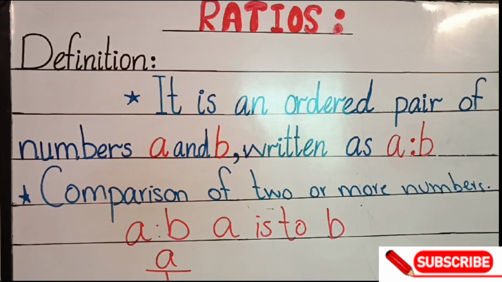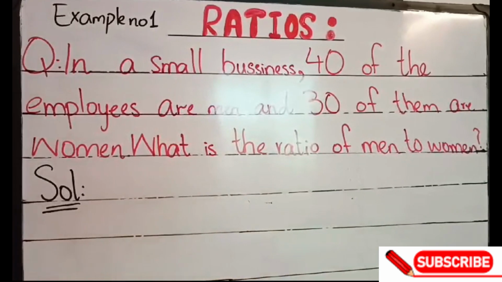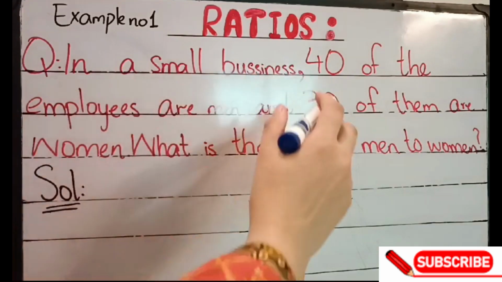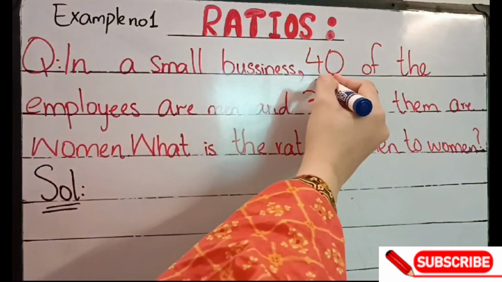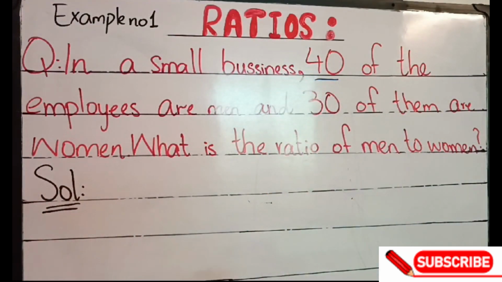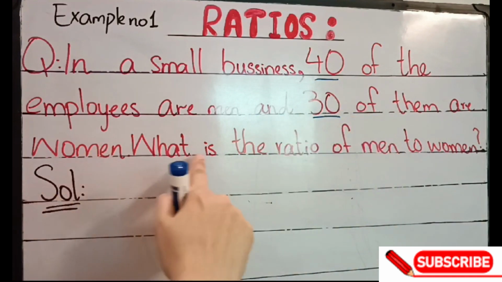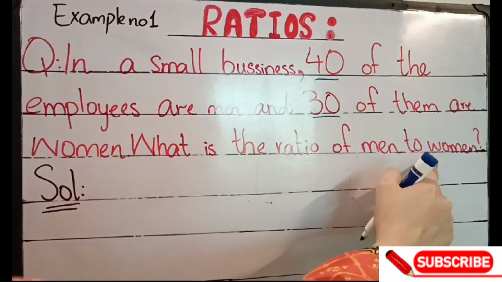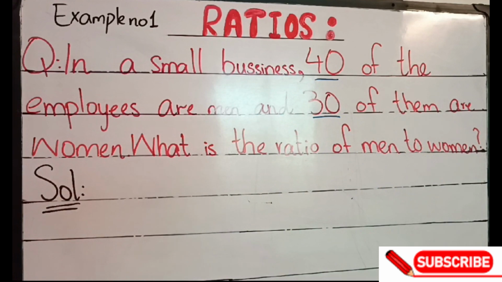Now I'm going to explain this concept with the help of an example. Example number 1: in a small business, 40 of the employees are men and 30 of them are women. What is the ratio of men to women? Look at this question again. They are saying 40 of the employees are men and 30 of them are women, and we have to find the ratio of men to women. It means we have to compare the number of men to the number of women.